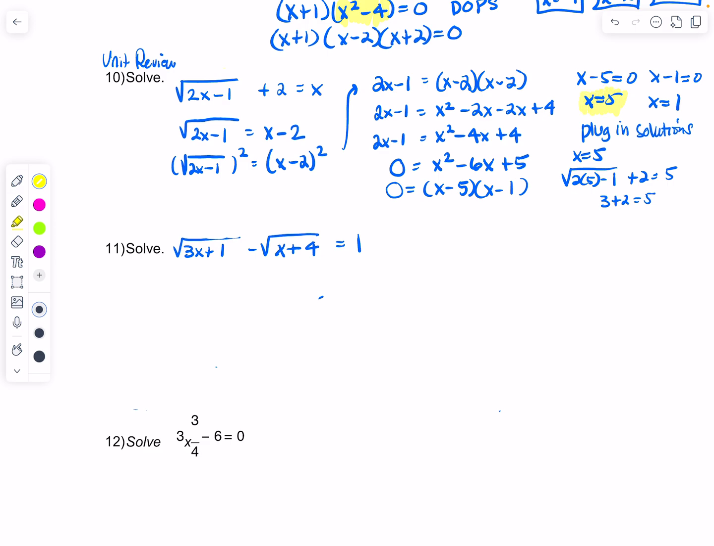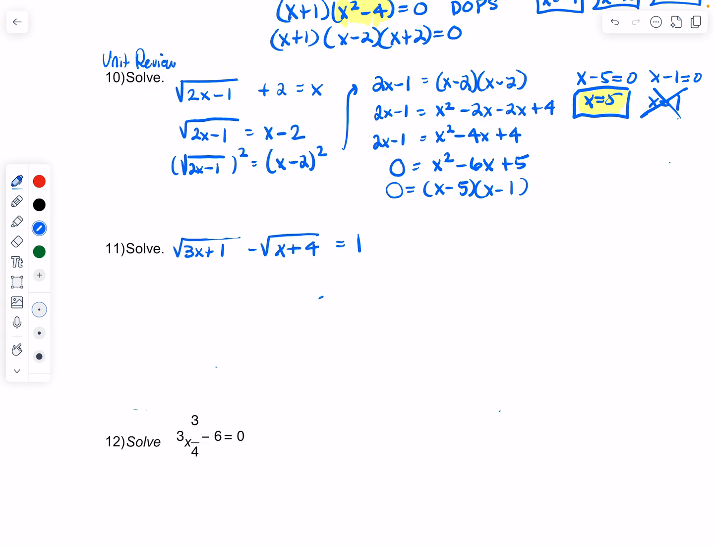Okay, now I'm going to do the other one. X equals 1. So that gives me the square root of 2 times 1 minus 1 plus 2. Does that equal 1? So 2 times 1 is 2, minus 1 is 1. Square root of 1 is 1. 1 plus 2 equals 3, which does not equal 1. Okay? So that means that x equals 1 is not a viable solution. So I cannot include it in the solution set. So these ones you have to check. So the only answer that works is x equals 5.